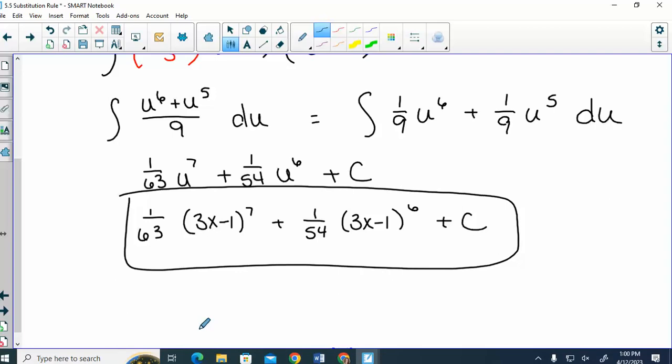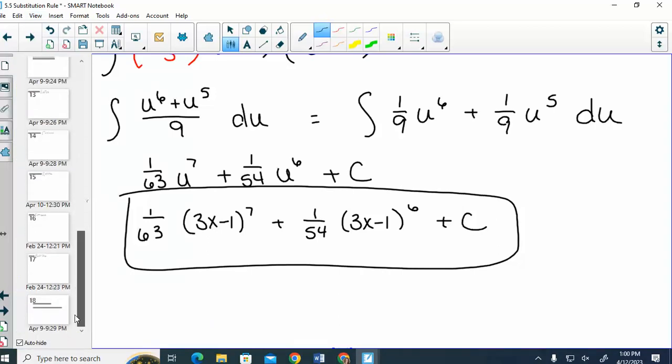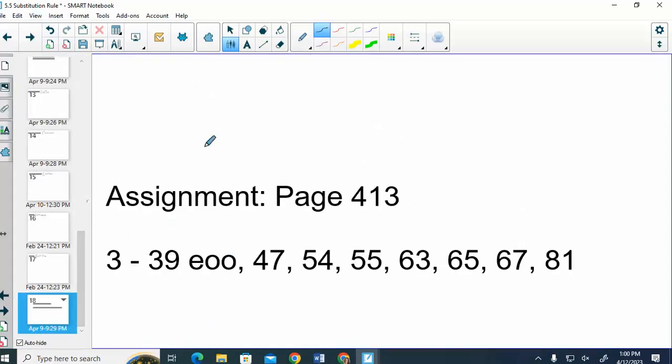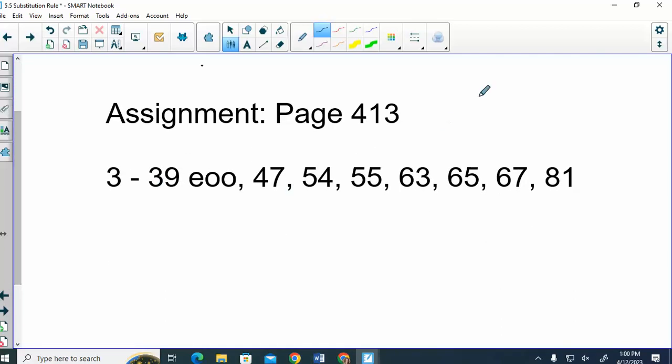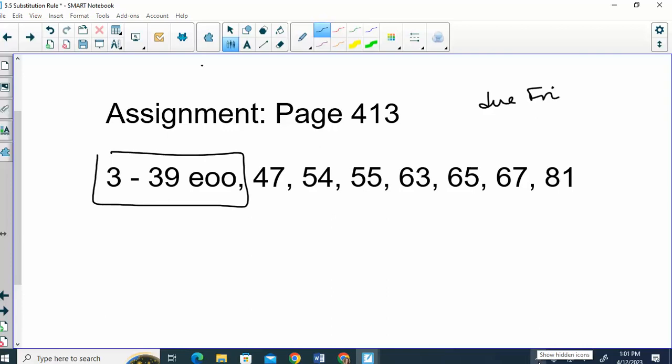Any questions so far? So this homework, it will be due, let's see, today is Wednesday, so it'll be due Friday. You are ready to do 3 through 39 every other odd. And then tomorrow we'll finish up and I'll give you, you can do the last 7 problems. And then we'll turn it all in together.